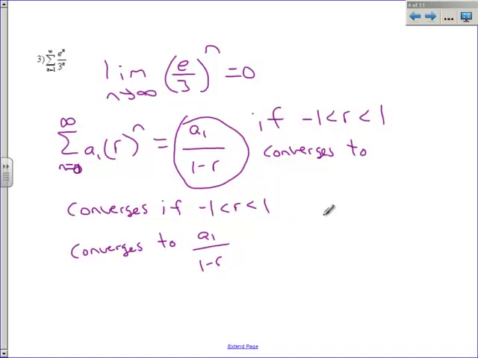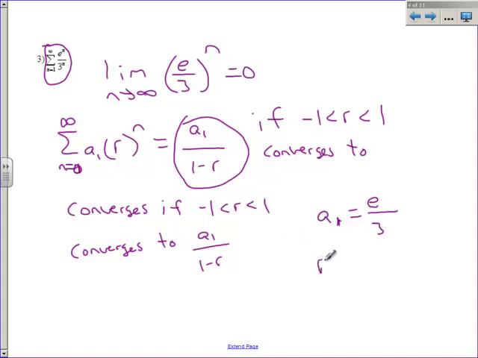So what we want to figure out is, what is the first term? So we're going to go to the series. The series starts with 1. So we're going to plug 1 in for n. And so the first term is e to the first over 3 to the first. That's the first term.